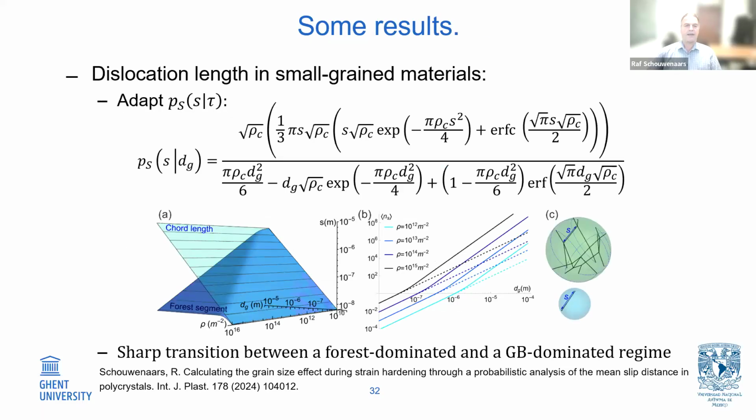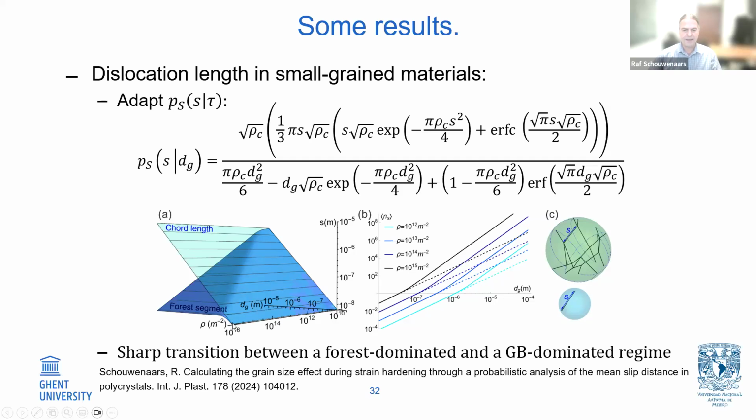So, some results. One interesting point is if we take this probability density function of the segment length, we can then get the probability of a segment length limited by a grain boundary. So let's say the segment cannot be bigger than the grain size. And then we find that the average segment length, the grain size and the dislocation density are related by this dark blue curve.